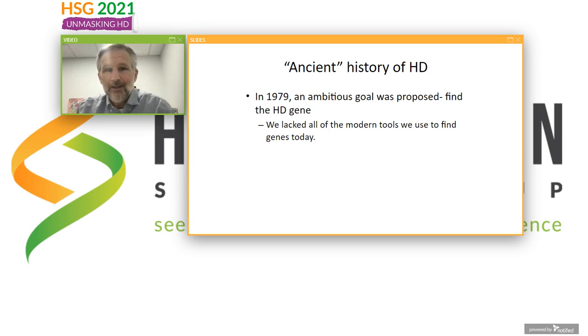And so really in 1979, this was a completely ambitious, audacious goal. And this is when really the hunt for the Huntington's gene began, because we lacked so many of these tools that we have today. And if you read through some of the accounts and the stories, I'm not going to go through those all today for the sake of time. It was a several decade process to really hone in and find this gene.